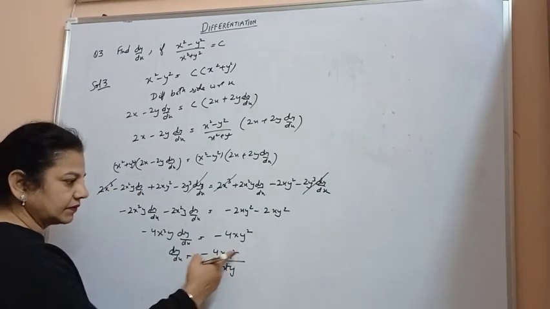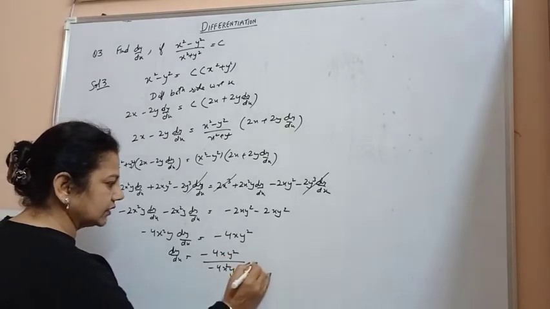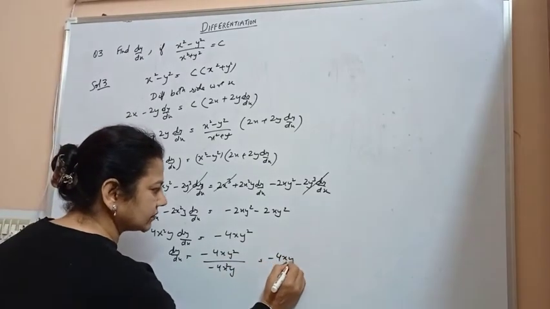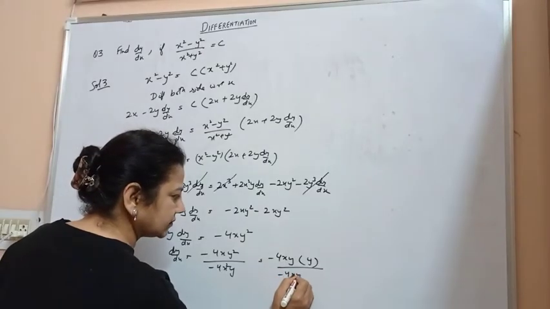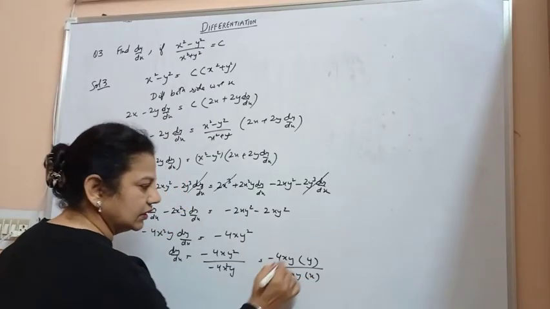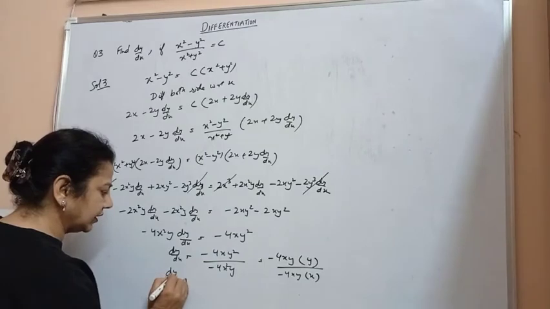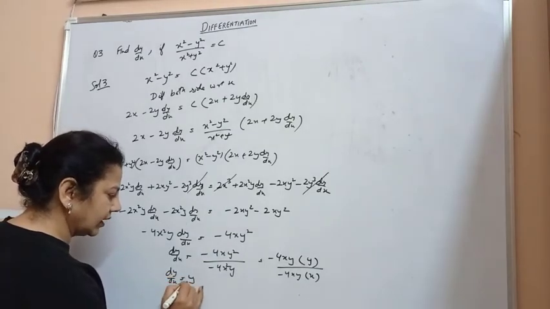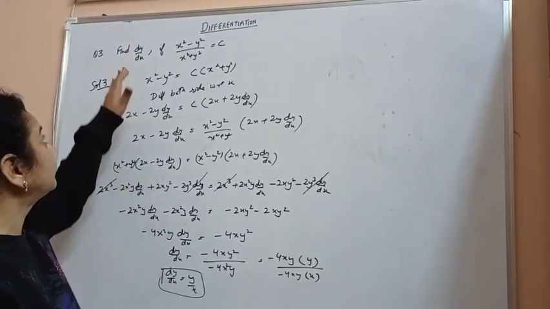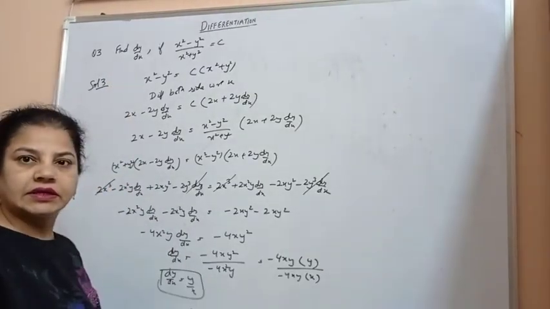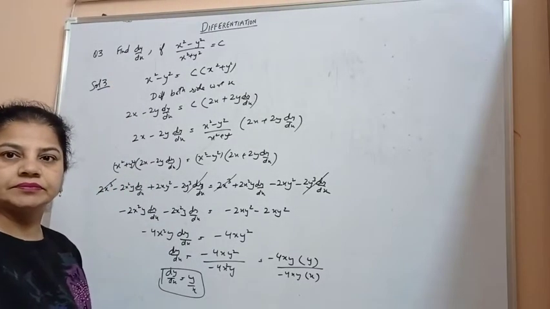Minus 4xy, if I take common, what should I get? In the numerator, minus 4xy, I am left with y only, and in the denominator, minus 4xy, I am left with x only. The minus 4xy will cancel out. My result for dy by dx is y by x. So the derivative of this given function, dy by dx, is y by x only.